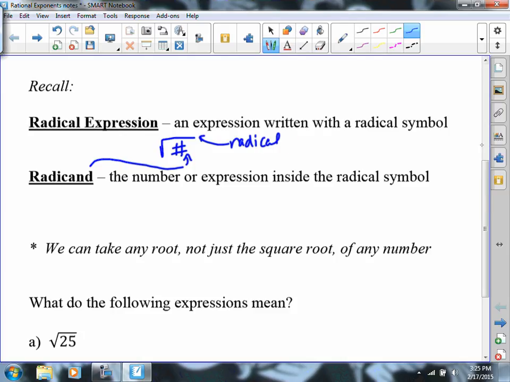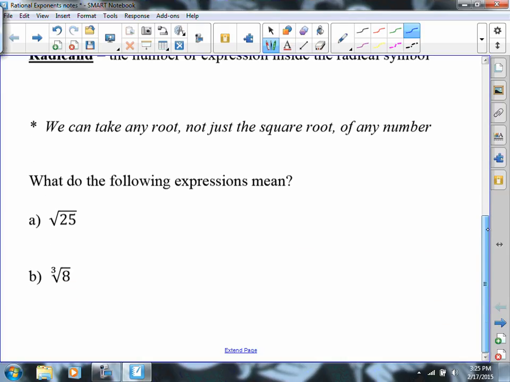And you have to realize that you can take any root of any number. It doesn't just have to be a square root. You could take a cubed root, you could take a fourth root, or a fifth root, or a 10th root. So this expression that we've seen in the past, this square root of 25, this means we took some number times itself and we got 25. Now we know that that number is going to be 5. So we know it was really 5 times 5 is 25.